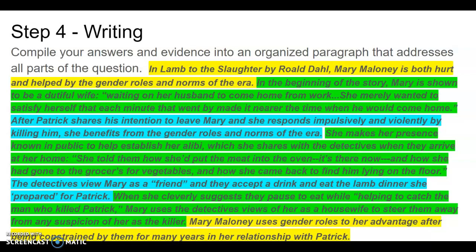Good. This is analysis that also then connects to the next part of my answer. She makes her presence known in public to help establish her alibi, which she then shares with detectives when they arrive at her home. More evidence. After this evidence, I assert that Mary being viewed as a friend by the detectives meant that they let their guard down, they drank, they ate the lamb that she prepared for Patrick. It allowed her then to cleverly suggest that they look for the man who killed Patrick and allowed her to use those gender roles to her advantage. There we go. That is the answer.